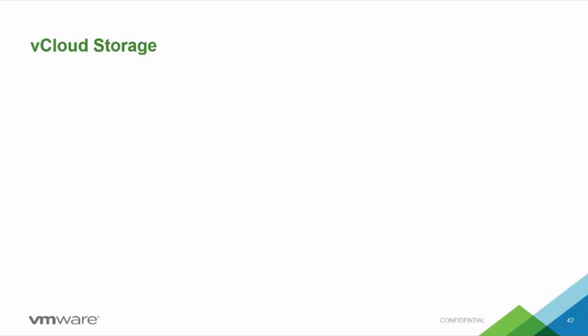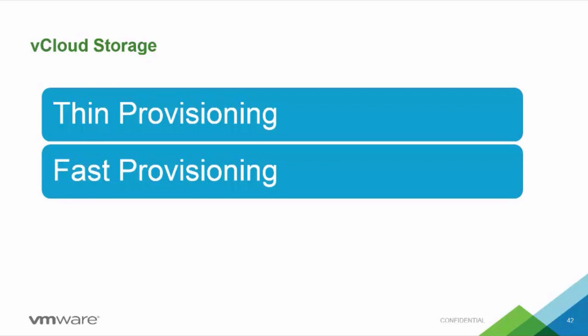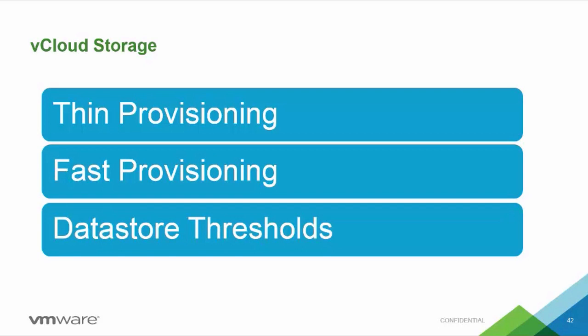So the settings that we're going to look at here are thin provisioning and fast provisioning. These are set at the org VDC level. So again, these are particular to each and every customer. We'll also have datastore thresholds.